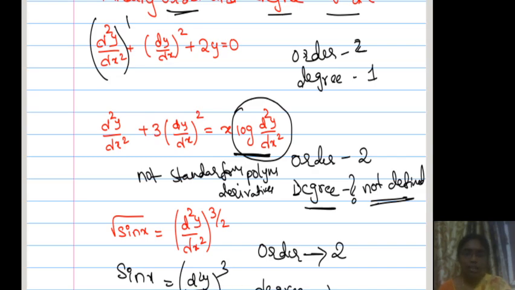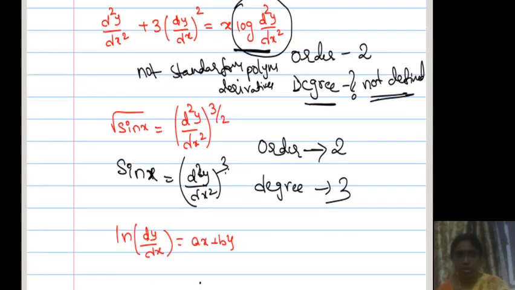Now tell me what is the degree here? 3. Here you got this as sin x after squaring on both sides. It does not contain radicals, the power is not a fraction. So the highest derivative power is 3. The sin x is there, not a problem, because there is no derivative in it. Yes or no? It is just sin x. It is a standard polynomial form only. Okay, that's why.